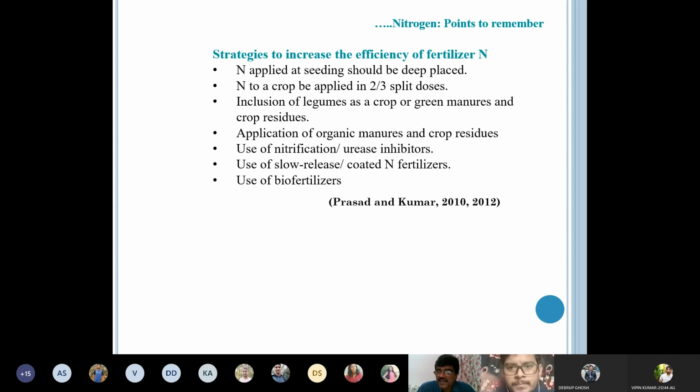First you apply irrigation. After irrigation, when you can easily move in the field, when you can easily broadcast your fertilizer, then you go into the field and broadcast it in most conditions. Inclusion of legume is always useful, which will increase the nitrogen use efficiency. Application of organic manure and crop residues is important. Use of nitrification and urease inhibitors.